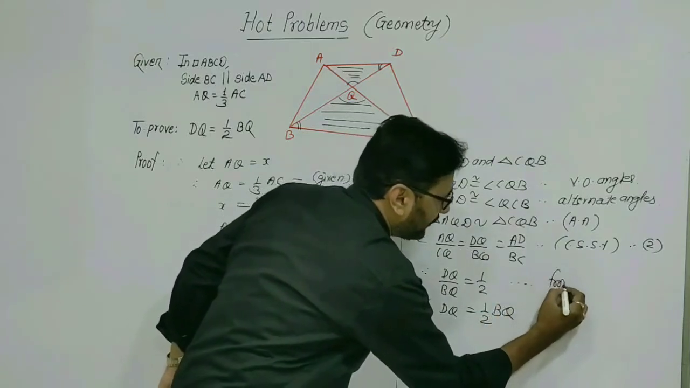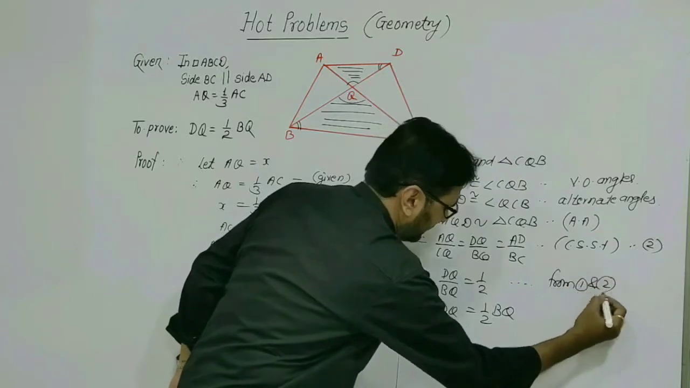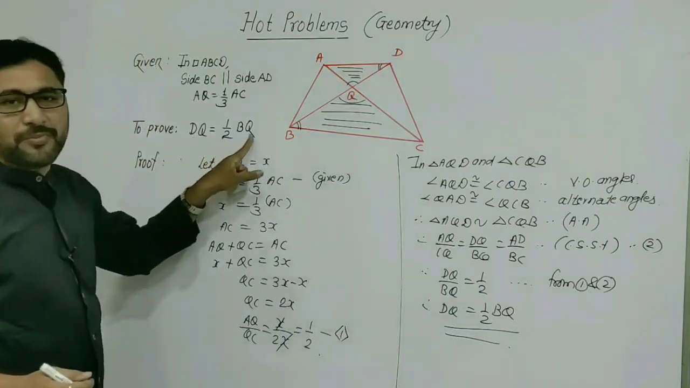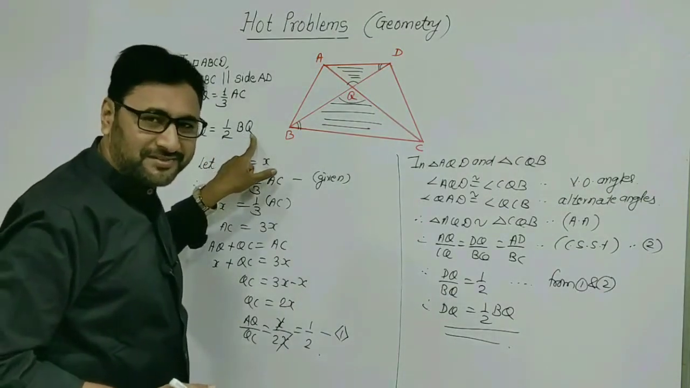You write from 1 and 2, so DQ is equal to half of BQ. यही हमें प्रूव करना था स्टूडेंट्स.